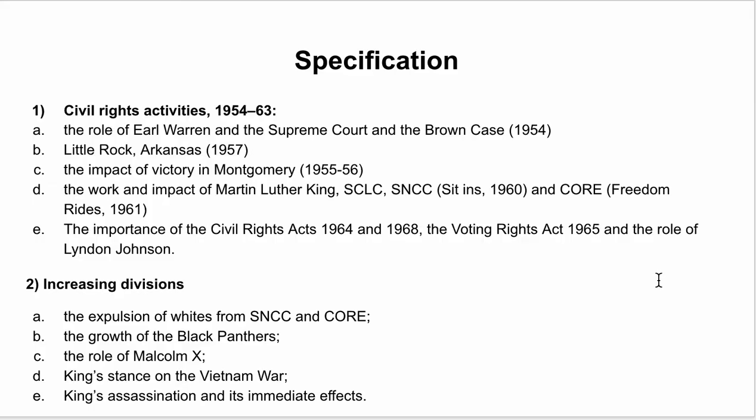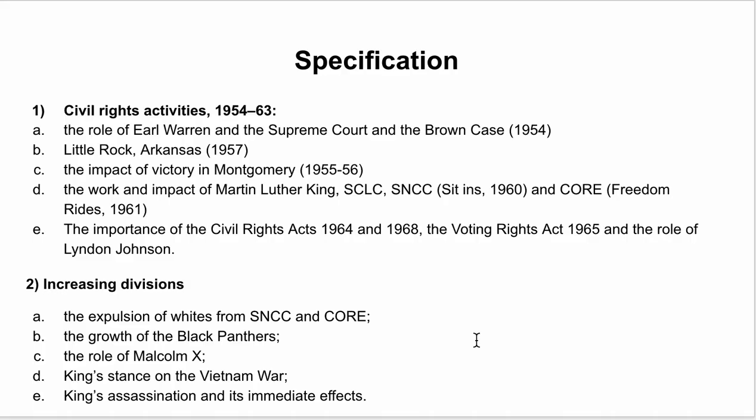Moving on to the second bullet point, increasing divisions. So from about 65 onwards, SNCC and CORE start to expel whites, and you get black power coming to the fore. You get the growth of Black Panthers from 66 onwards. Up until 65, you've got Malcolm X offering an alternative, a challenge to Martin Luther King. Malcolm X is based in the North and really challenges Martin Luther King's peaceful, non-violent Christian approach.